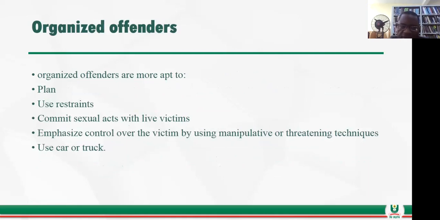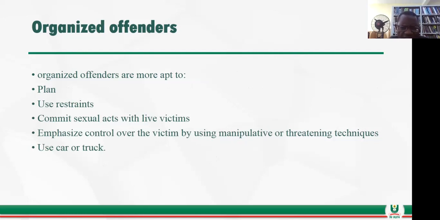Organized offenders. Organized offenders are more apt to, 1, plan. They plan because they are more organized. They are aware it's an organized crime. So the criminal plans for themselves how to go into that criminal activity in order for them to succeed. Then they use restraint. When the situation is unavoidable for them, they will not go into crime. They have to wait and study the situation so that they will escape through what they are going to do.